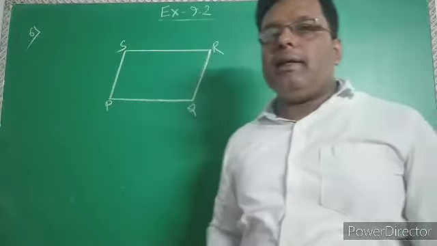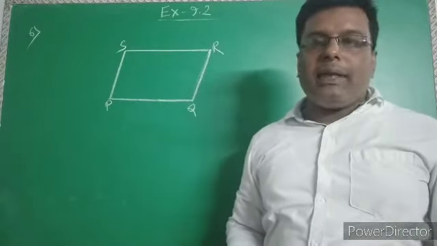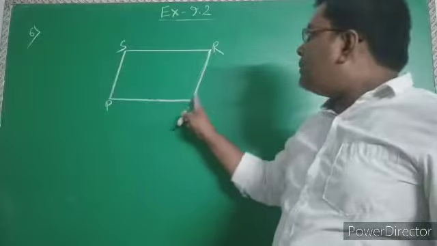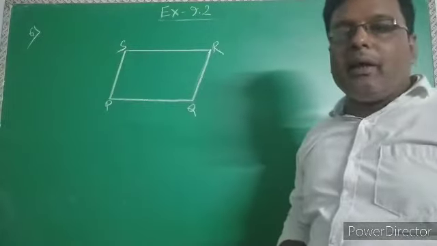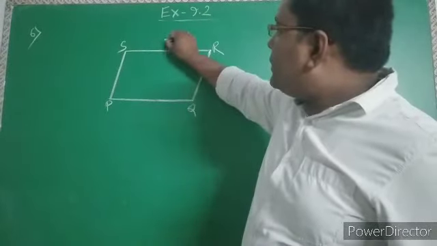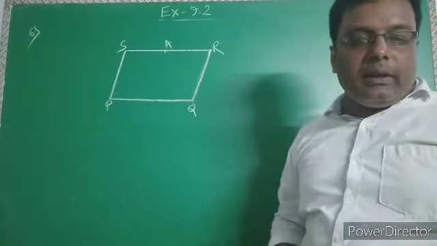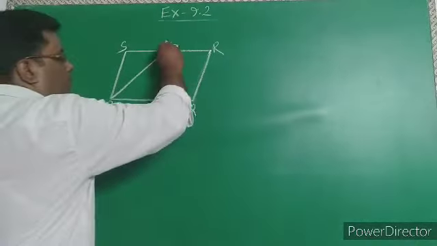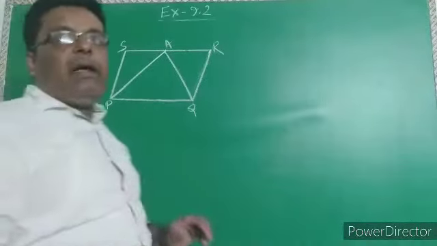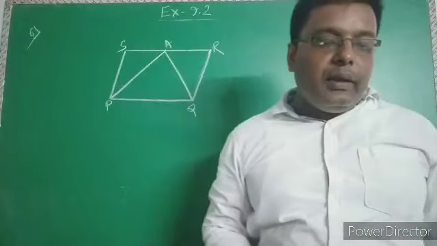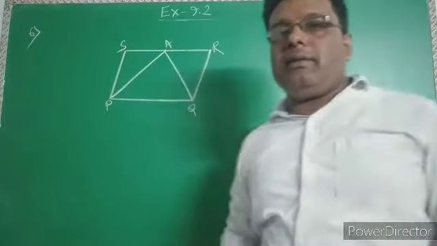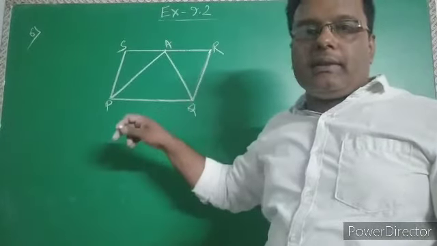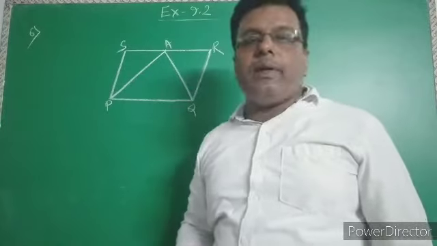Next, question number 6. A farmer was having a field in the form of a parallelogram PQRS, and she took a point A on RS, suppose this is the point A, and joined it to points P and Q. Now the question is, in how many parts is the field divided? So how many parts? 1, 2, 3. So 3 parts.